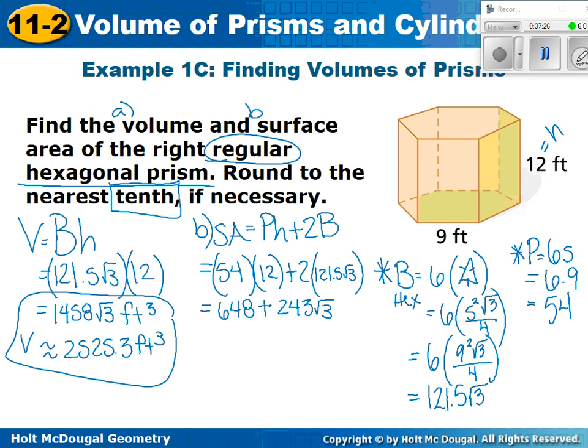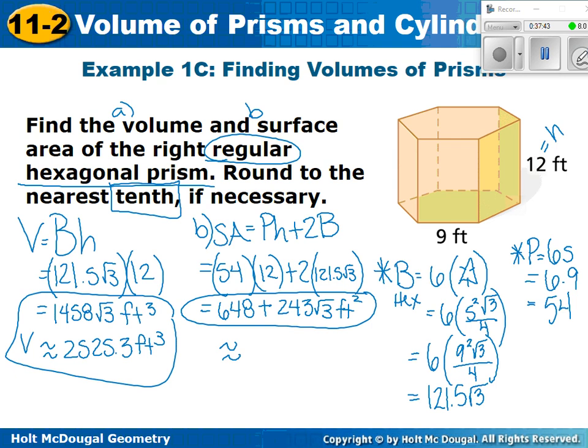Add your units. Feet what? Careful, we're finding surface area. Squared. Or if you want to approximate it on your calculator, you could then type it in and round to the nearest tenth. So do that and tell me what you get.